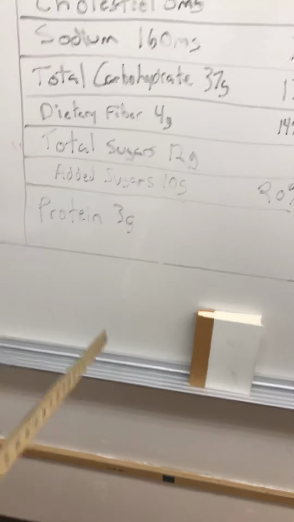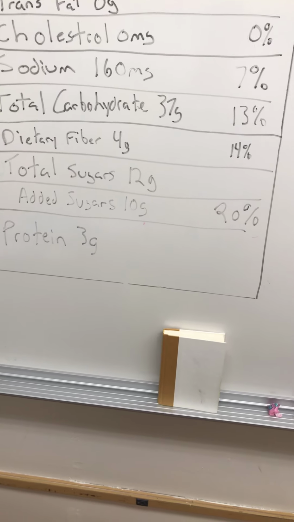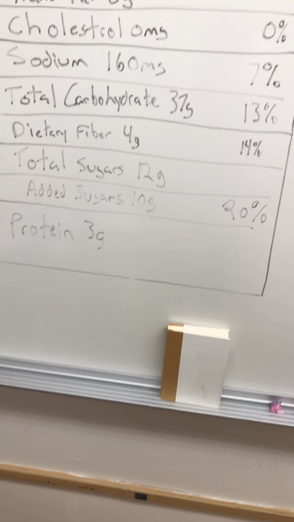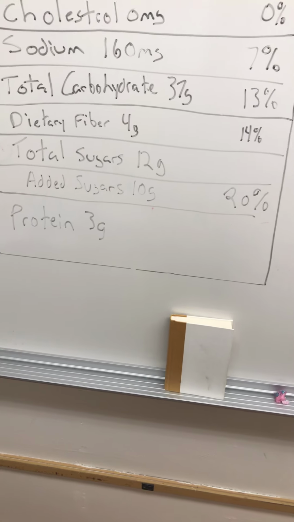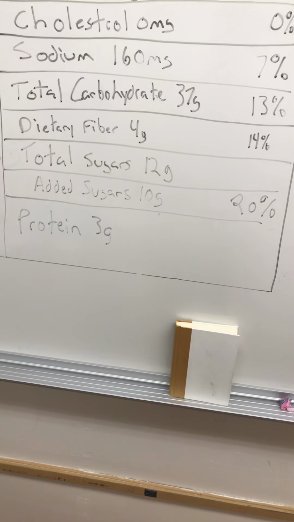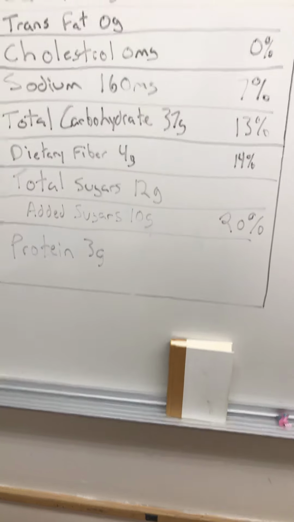Last one is protein. Protein is needed for muscle building and healthy bones as well. Protein is good for muscle repair after exercise, so protein is much needed in our diets. Protein can help us grow for people that are growing, and there are 3 grams of protein in this.